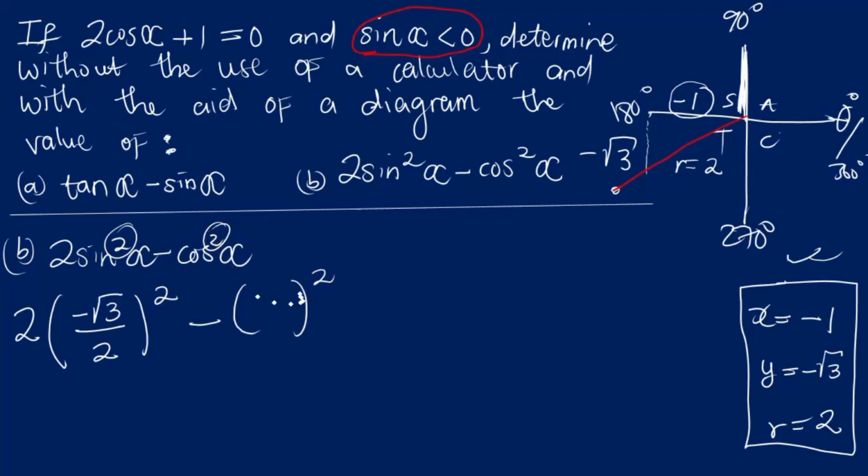You see this square there? So I square the whole bracket. The cosine compares what? X over r. What is my x? Negative 1. What is my r? 2. All set. So you don't cancel this with this now.